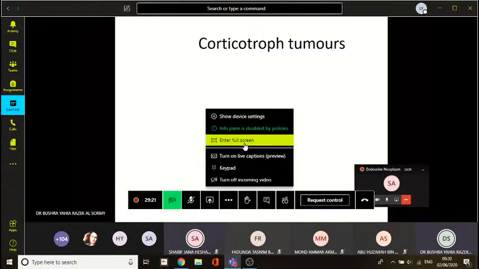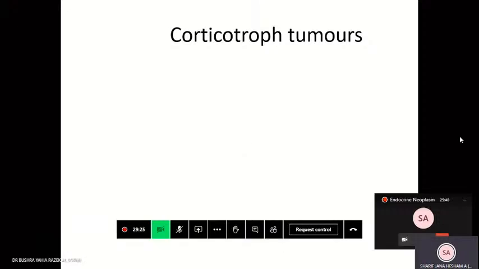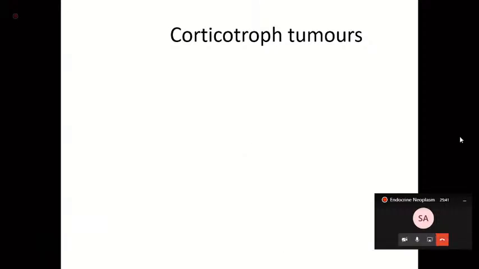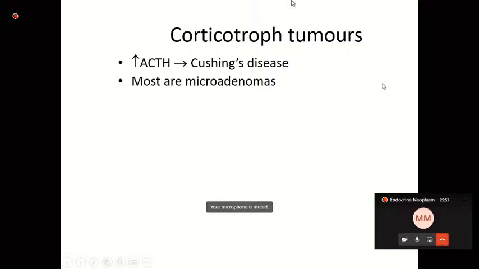Cortisol. ACTH. So it is associated with syndrome? Cushing syndrome. Cushing disease. Cushing disease means the increased ACTH hormone. Okay. So the source is pituitary.